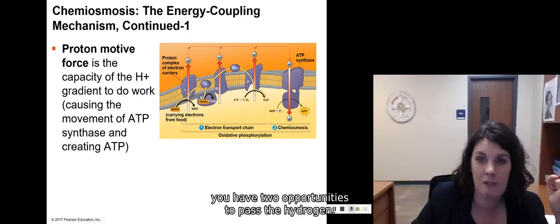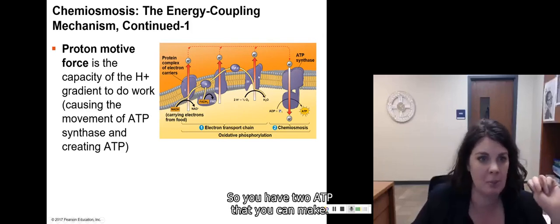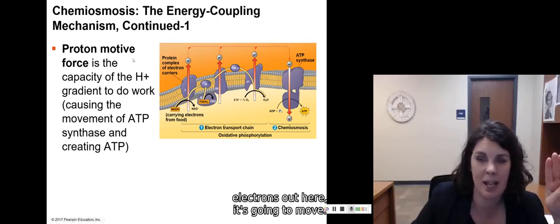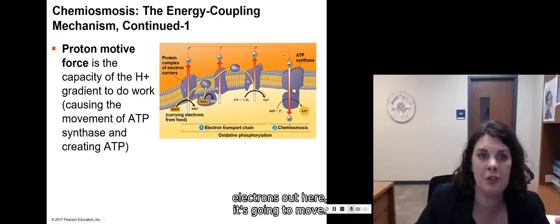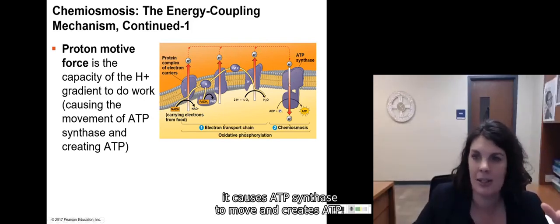For every FADH2 starting here, you have 2 opportunities to pass out hydrogen, so you have 2 ATP that you can make. That proton motive force means that because you get a bunch of hydrogens out here, it's going to move, and when it moves down its concentration gradient, it causes ATP synthase to move and creates ATP.